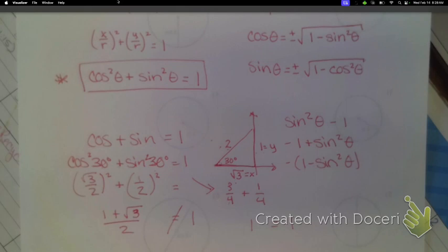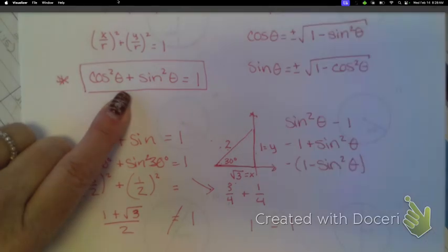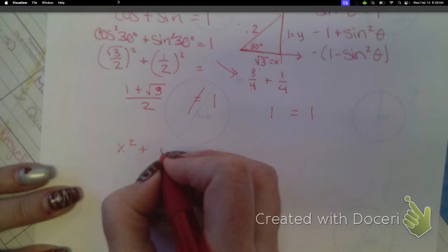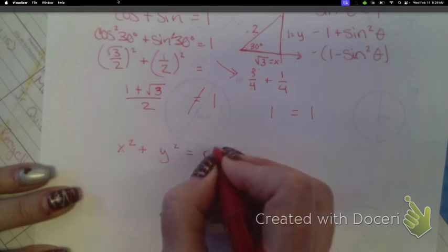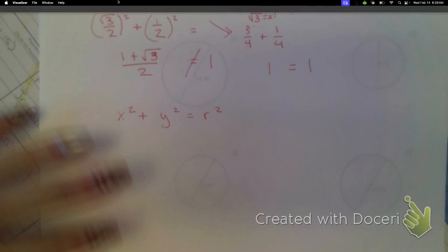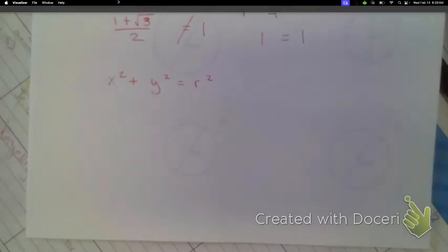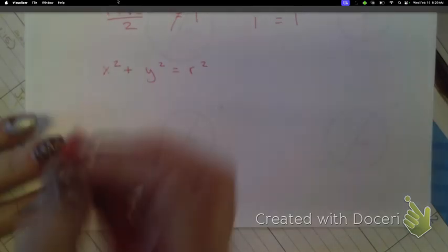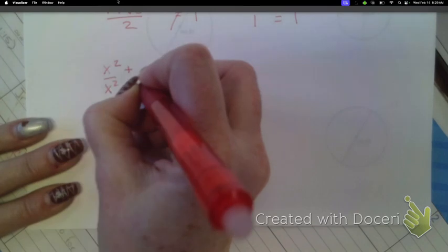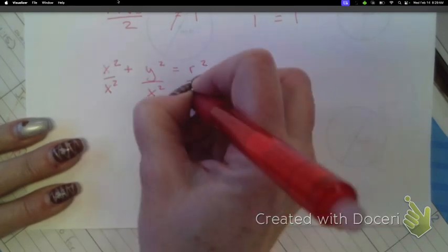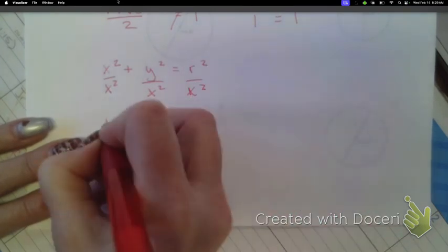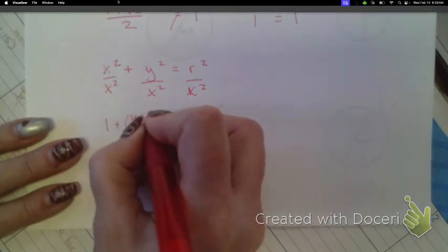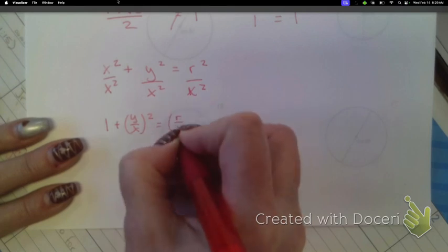Okay, so that's the first Pythagorean identity. Now I'm going to go back to x squared plus y squared equals r squared again. So we made r 1, didn't we? How about we make x 1? How would we make x 1? Divide everything by x squared. So I have 1 plus y over x squared equals r over x squared.